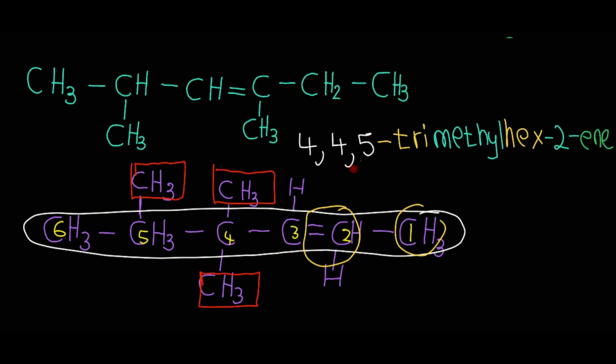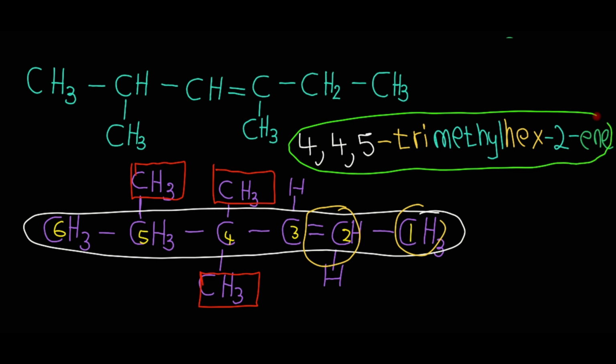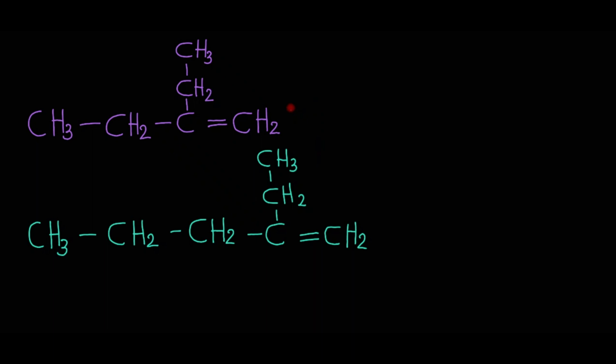So this is 4,4,5-trimethylhex-2-ene. So we're now going to name our compound the other way. So that's it for this problem anyway. And now let's see these two. Let's see this one first.